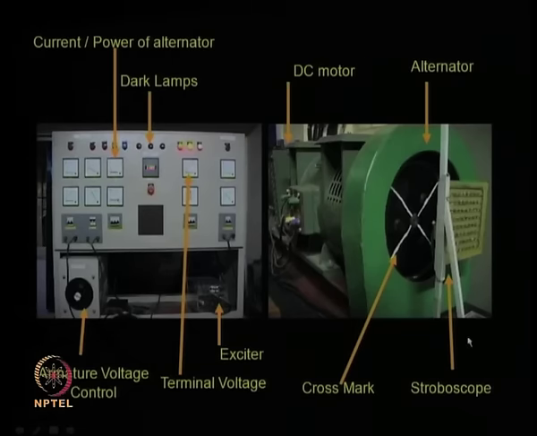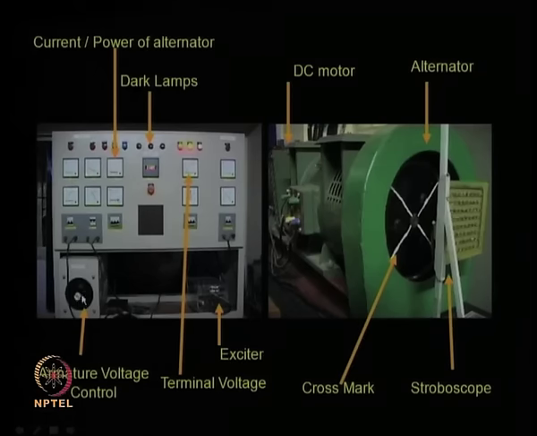This is the stroboscope, which flashes at half the frequency of the laboratory supply, so that if the four pole machine runs at the same electrical frequency, near about the laboratory frequency of 50 hertz, you will find that this cross mark is moving very slowly. And when of course the frequencies are equal, this cross mark appears absolutely stationary. This is the panel which we use to control and measure the synchronous machine parameters.